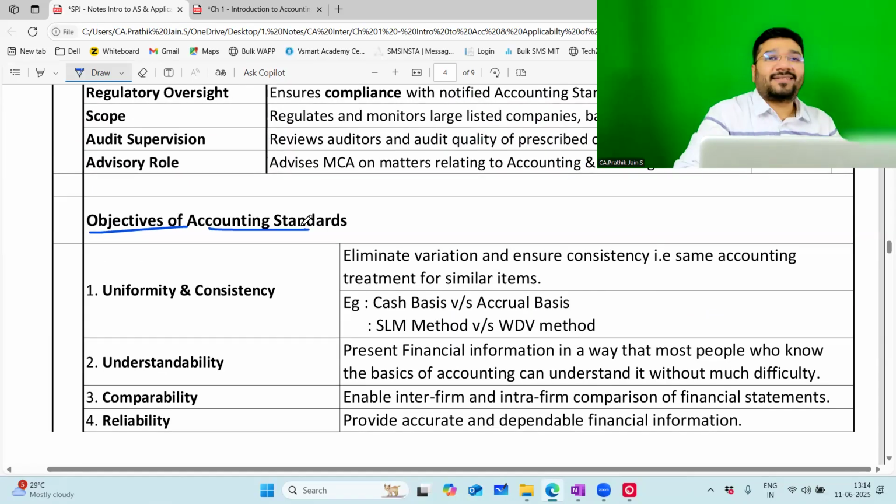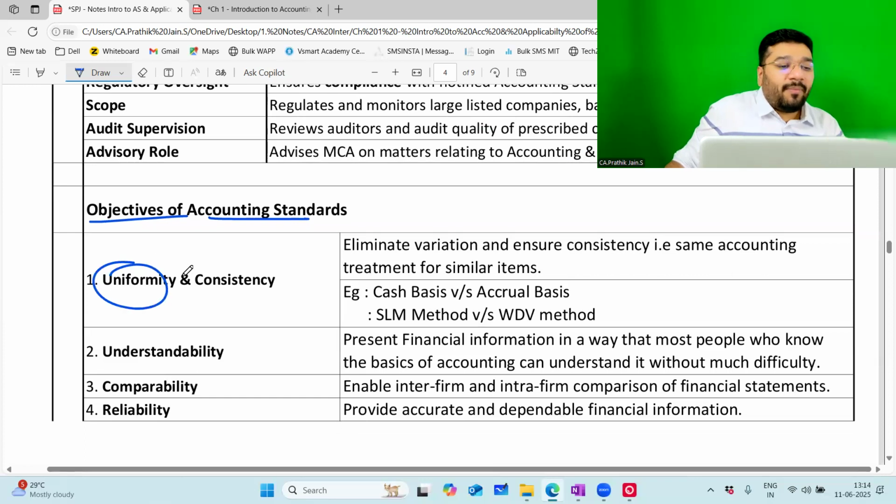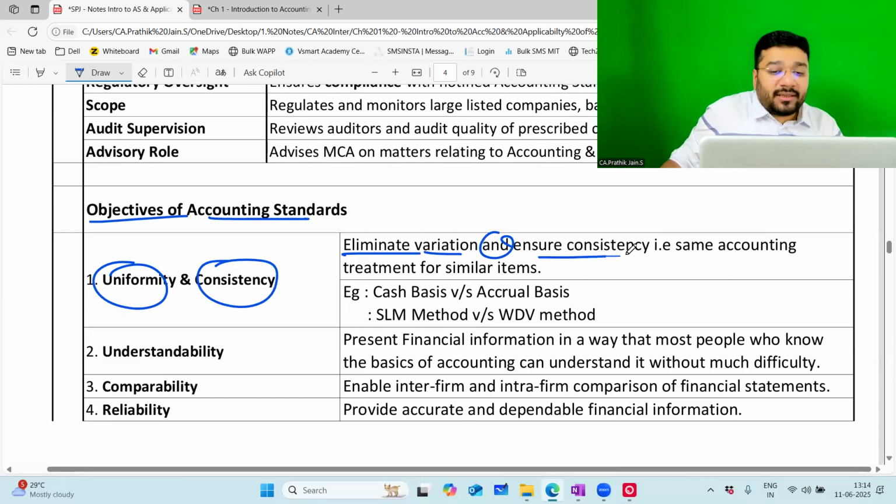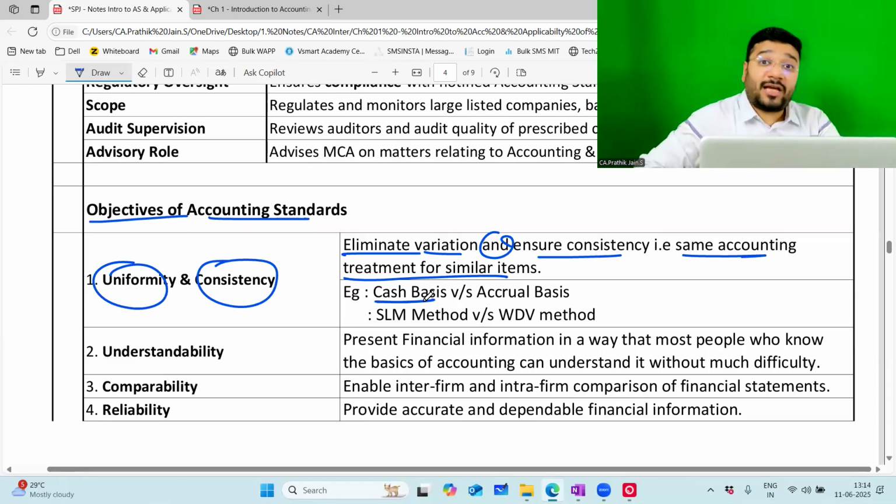Objective of accounting standards: to ensure uniformity and consistency. Eliminate variations and ensure consistency. That is, the same accounting treatment for similar items. Means what? If you're following cash basis, only follow cash basis. Sir, is cash basis allowed? Accounting standards apply for some entities, levels 1, 2, 3, 4. For some entities, they allow cash basis.